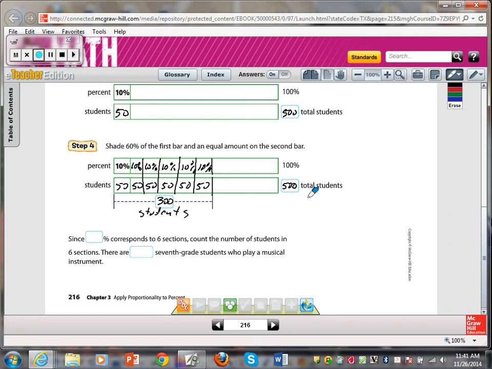Okay? So since 25% corresponds to 6 sections, no, this is incorrect. Since 60% corresponds to 6 sections, count the number of students in 6 sections. There are 300 7th grade students who play a musical instrument. And that's how you would answer the question.